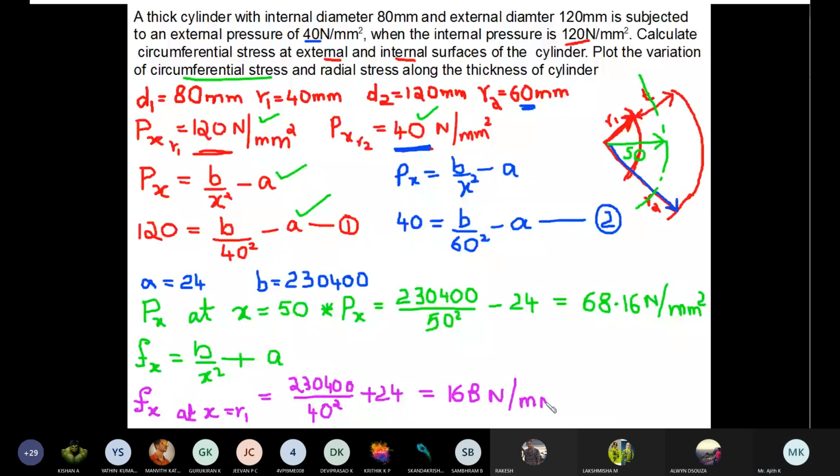After this, you have to calculate fx at the outermost surface. There is only one difference: for fx at the outermost surface, the value of x will be r2. This is the only difference when you calculate fx at the outer surface. You can note down the answer.